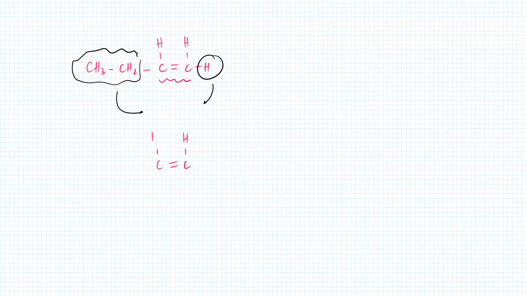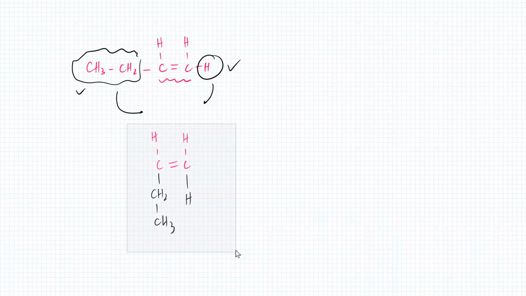Nothing should be on the right side. So this H over here, I'm going to bring it downwards. And this entire group over here, CH2, CH3, I'm going to do the same thing with this one. Instead of drawing it on the left side, I'm going to draw it in the downward direction. And that's pretty much going to be my monomer.